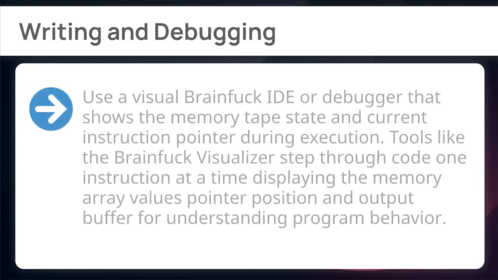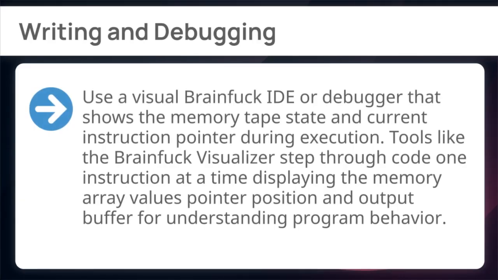Finally, writing and debugging. Use a visual Brainfuck IDE or debugger that shows the memory tape state and current instruction pointer during execution. Tools like the Brainfuck Visualizer step through code one instruction at a time, displaying the memory array values, pointer position and output buffer for understanding program behavior.